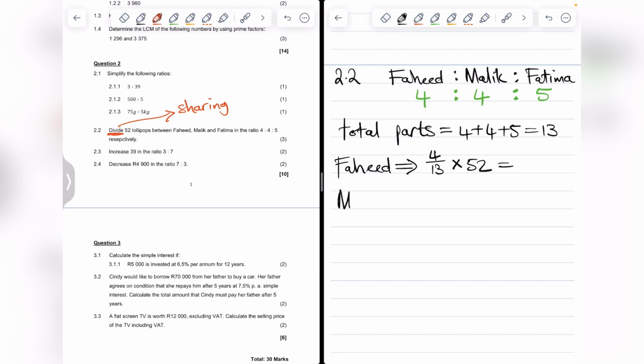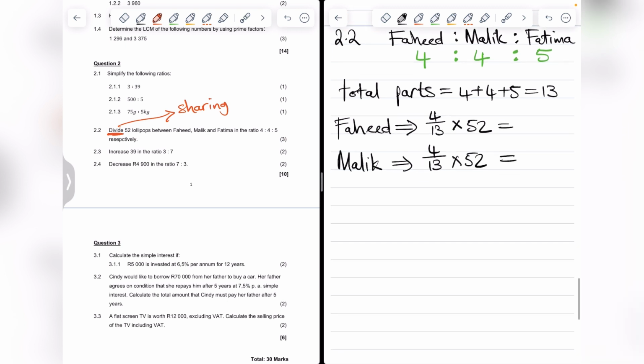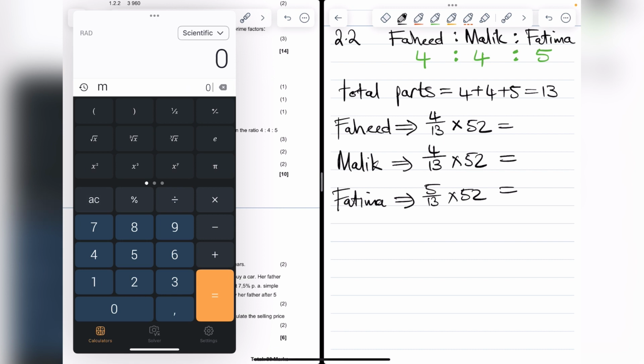And of course Malik will have the same calculation there, because it's the same ratio or same amount of parts. And then Fatima has 5/13 of 52 lollipops. And you can simply go to your calculator and say, well, what is that? I'm not going to use my fraction function here.